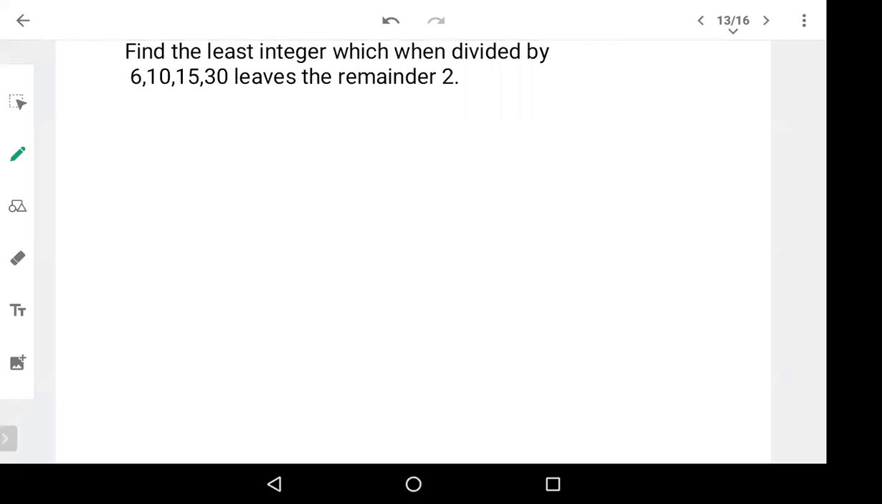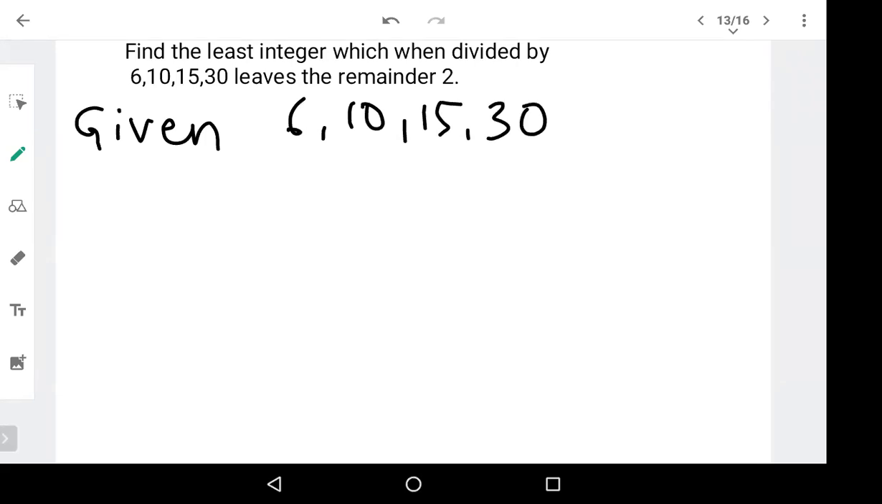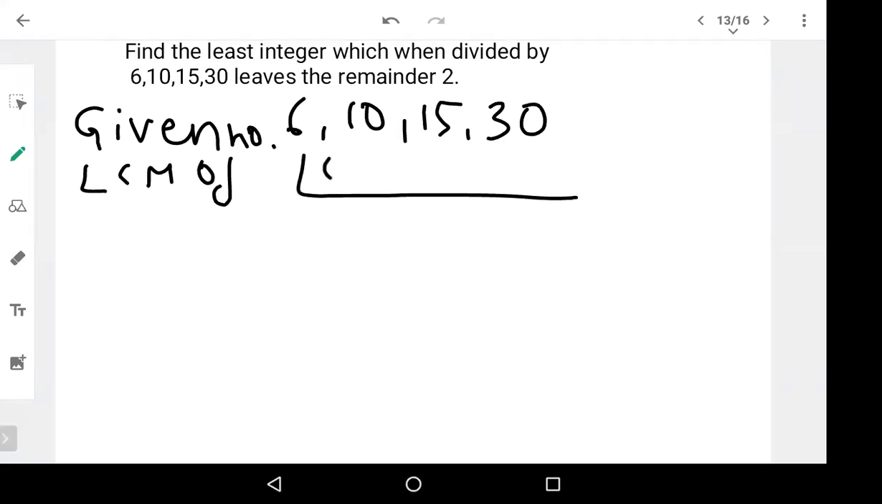Given numbers are 6, 10, 15 and 30. LCM of 6, 10, 15 and 30.